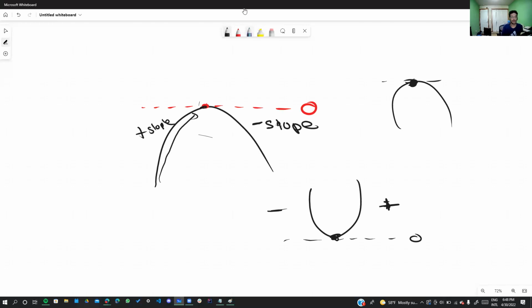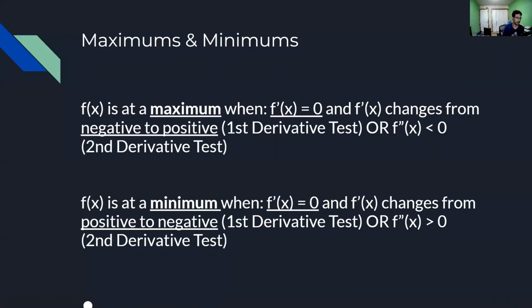But there's also another thing that you can mention over here. When you go from positive to negative slope, notice how this graph is concave down, right? That means f double prime is less than 0. And for a minimum, it's going from negative to positive, which means it's concave up. So therefore, f double prime is greater than 0. So that's how you determine minimums and maximums. And this is what this slide basically says. It's the same thing.